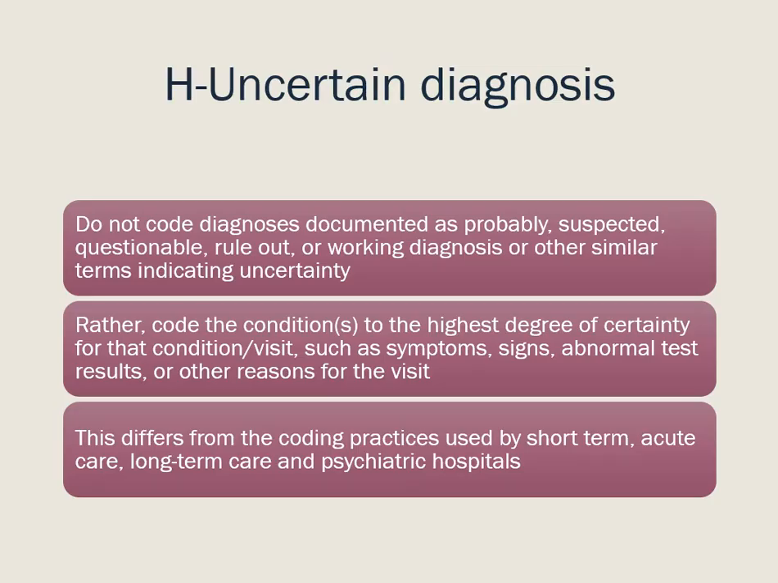Next guideline, uncertain diagnoses. Here's the rule where you're going to say, wait a minute, I recall reading about uncertain diagnoses in another portion of the guidelines. Well, remember, we're talking about outpatient. In the outpatient setting, when we're coding for the provider or the outpatient hospital, we do not code uncertain diagnoses. Instead, we are to code the condition to the highest level of specificity for that encounter or visit. Again, this could be signs, symptoms, or abnormal test results.